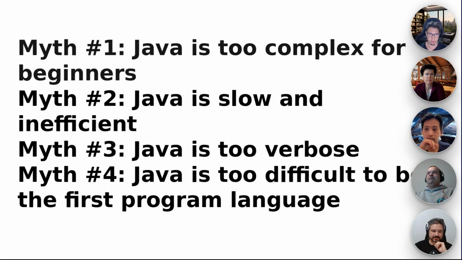I'm quite sure you guys already saw these myths around, right? Java is too complex for beginners. Java is too slow, inefficient. Java is too verbose. Java is too difficult to be the first language. It's not good to start with object-oriented programming, and so on and so on. There are thousands of myths outside.